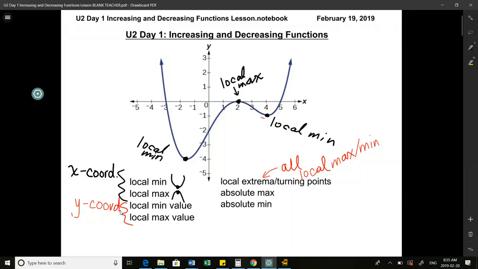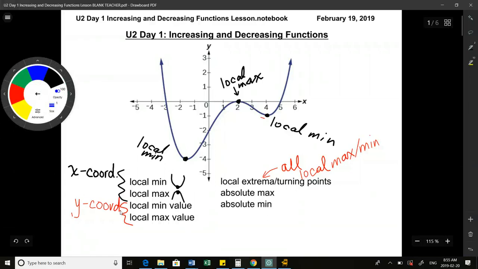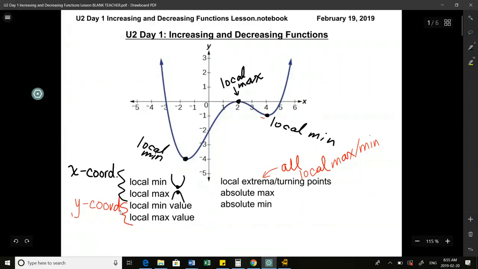Then absolute max and absolute min are exactly as they sound: the very top point and the very bottom point. Be aware that a graph could have neither, or it could have one of the two. For instance, an odd degree polynomial continues forever in both directions because it has opposite end behavior, so it would have no absolute max or min. Whereas something like this, an even degree polynomial, has an absolute min right here, because that's the very lowest point of our graph. So these will be the very highest or the very lowest point, depending on whether it's max or min.